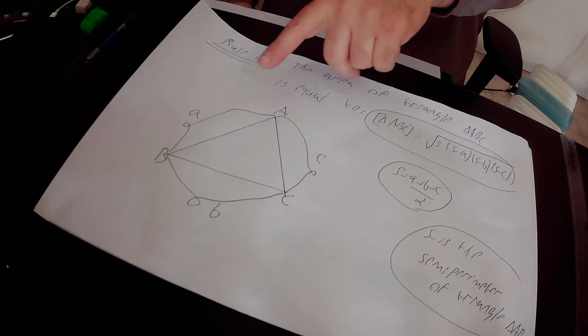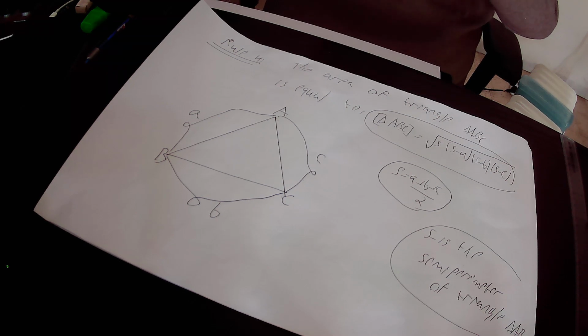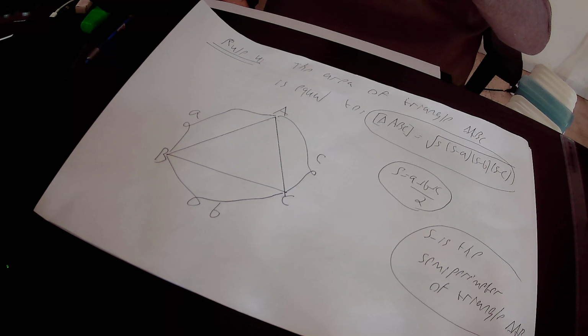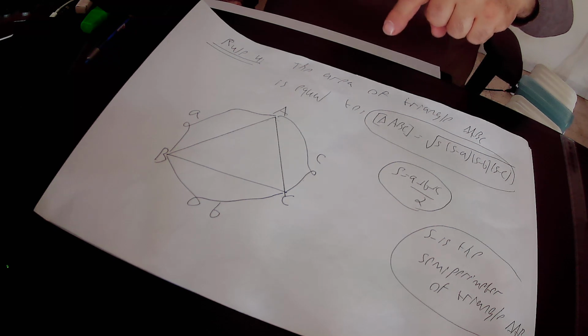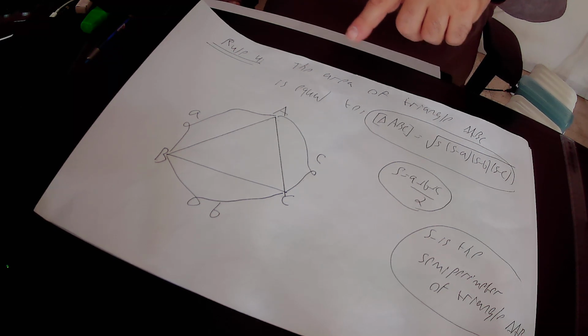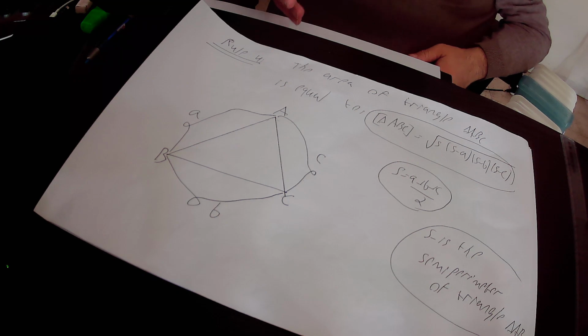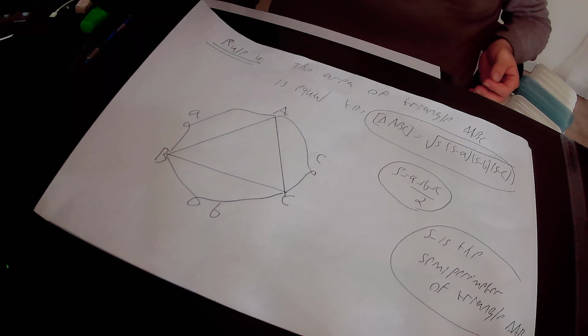So in the drawing we have triangle ABC, and the length of side AB is A units, side BC equals B units in length, and side AC equals C units in length. And the semi-perimeter of this triangle ABC equals the perimeter, that is A plus B plus C, the sum of its sides, over 2. So A plus B plus C over 2 is the semi-perimeter of this triangle ABC. That is to say, S, the semi-perimeter, equals A plus B plus C over 2. Okay, so according to this rule number 4, the area of this triangle ABC, which could be any triangle.